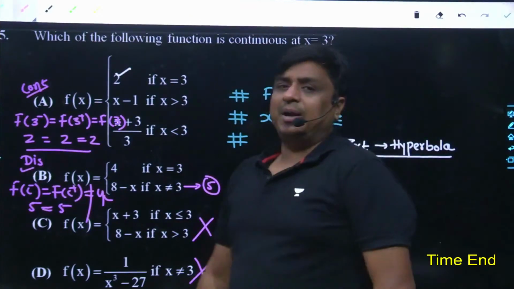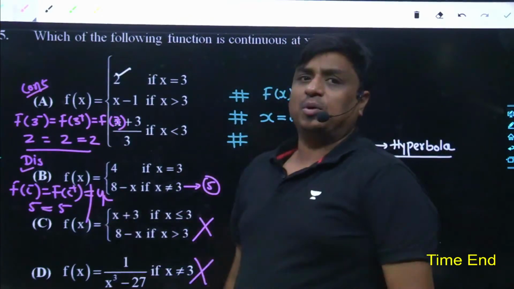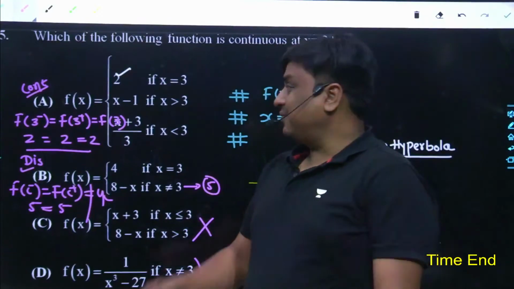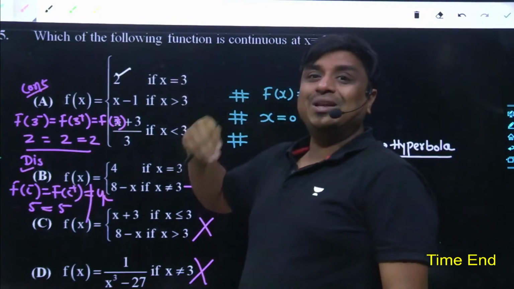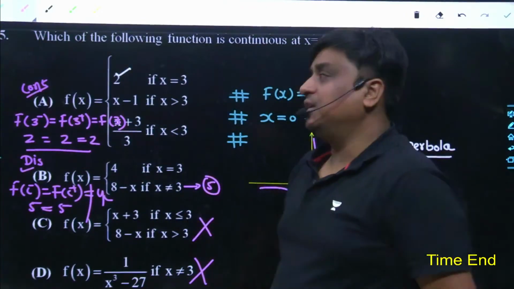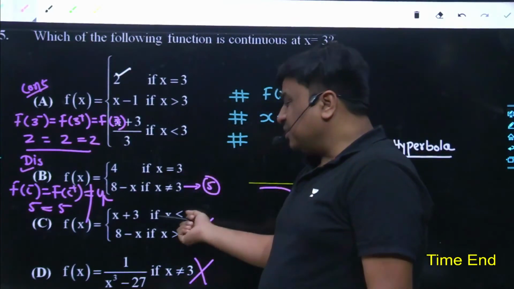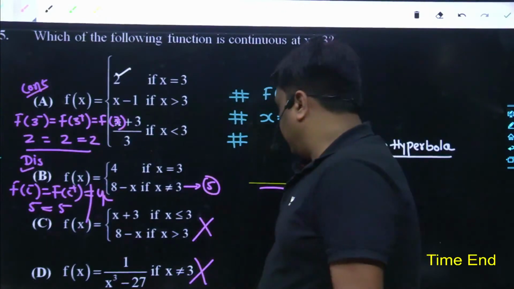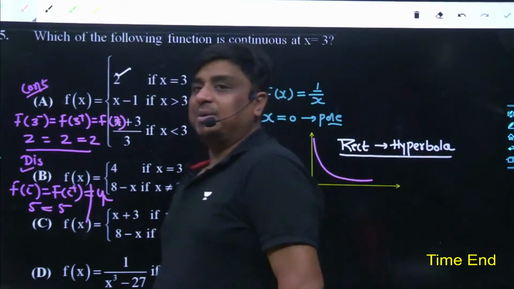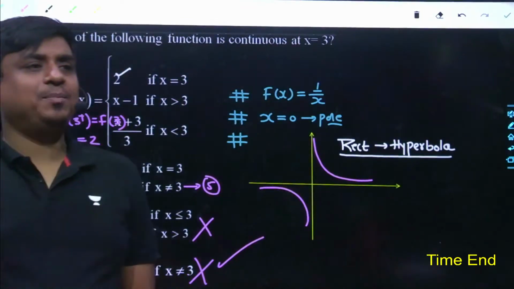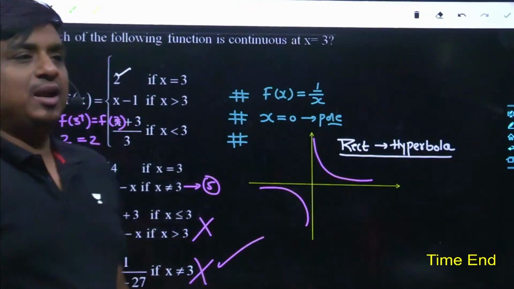Probably this could have been a better question if they had designed this problem in the form of an MSQ, and asked which of the following is a discontinuous function in the entire region of x. So obviously B, C, and D would have been your answers. So B, C, D would have been the better answer, or a better question which a person could have designed.